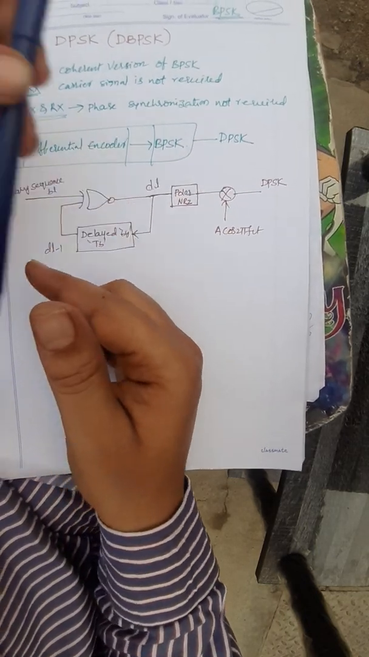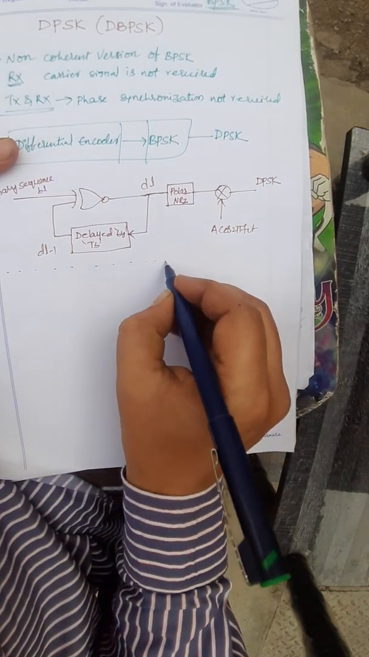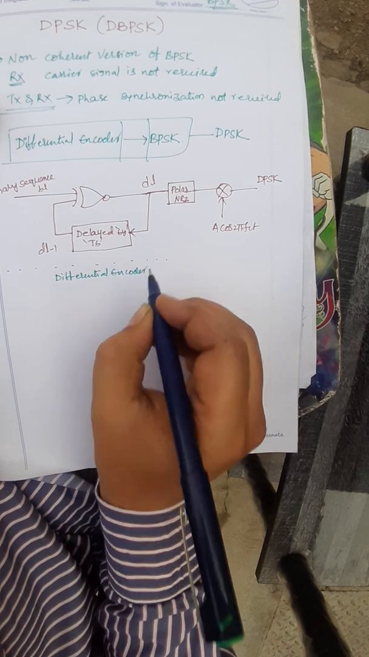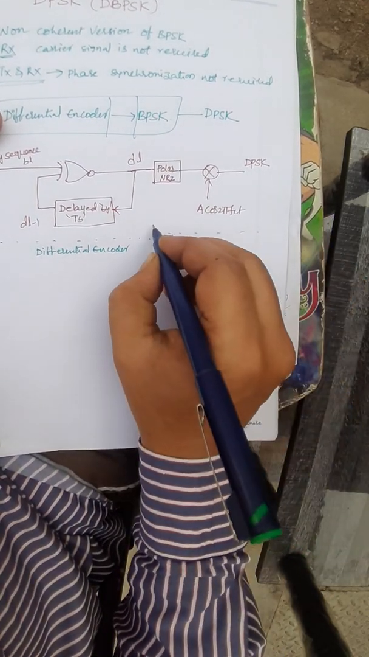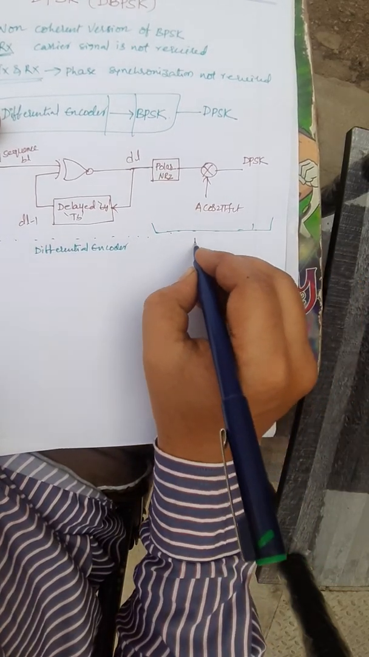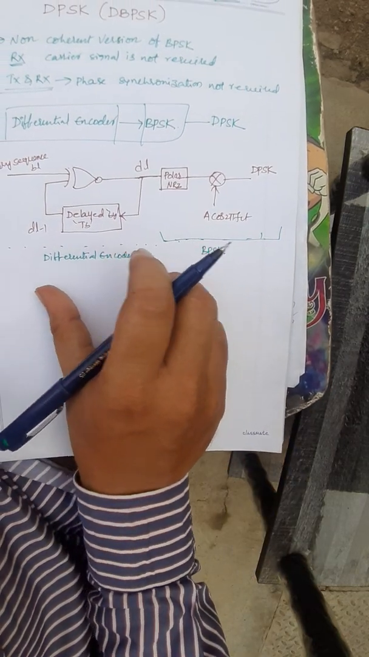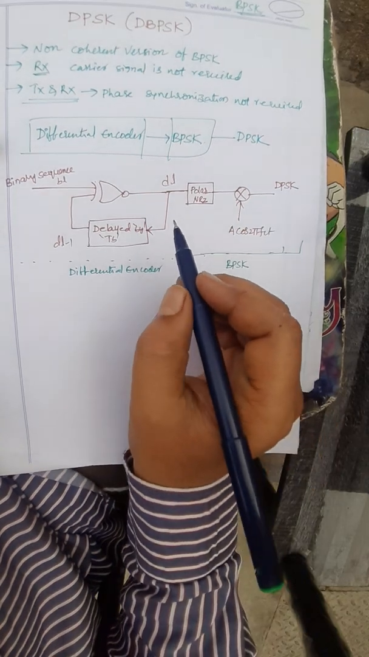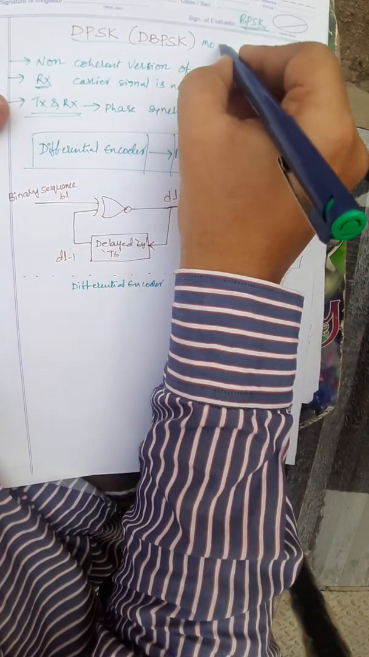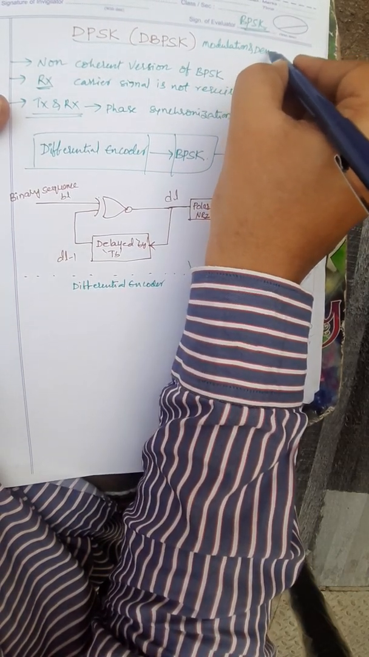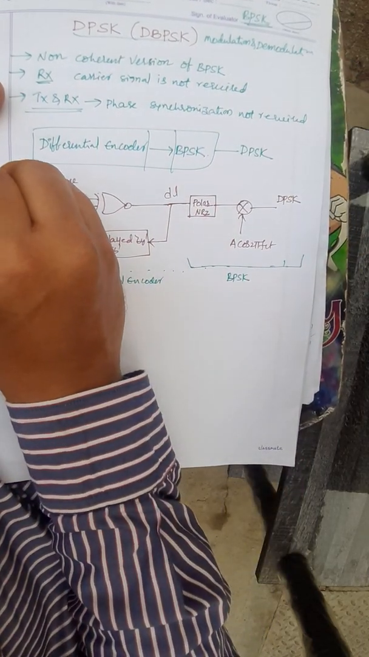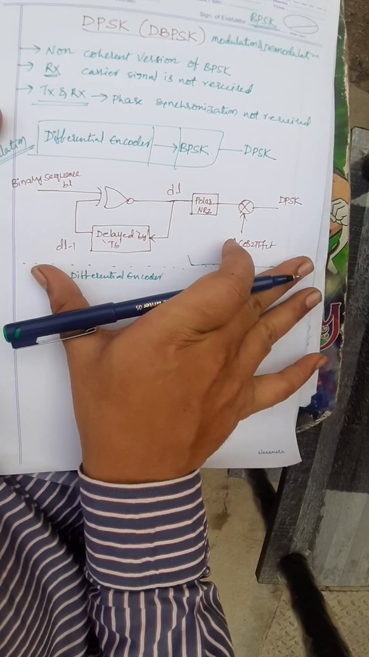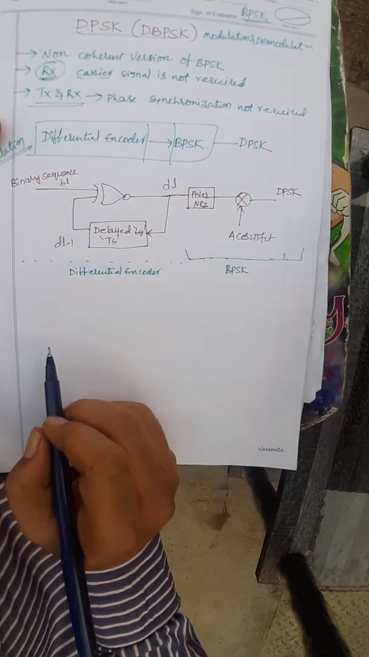Now see here, this part is the differential encoder. From the polar NRZ up to this part is called BPSK. So the differential encoder followed by BPSK gives DPSK. Now let us take one example to understand the operation of DPSK. Here we are going to discuss DPSK modulation and demodulation. First I am going to discuss the modulation part. In the modulation we are using A cos 2 pi fct at the transmitter side, but we are not using the carrier at the receiver side. Please remember that.